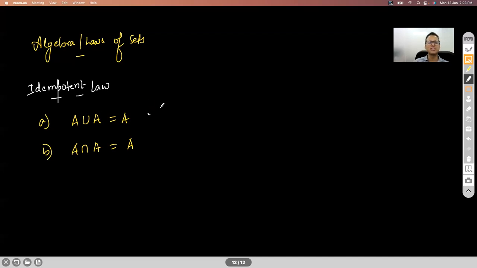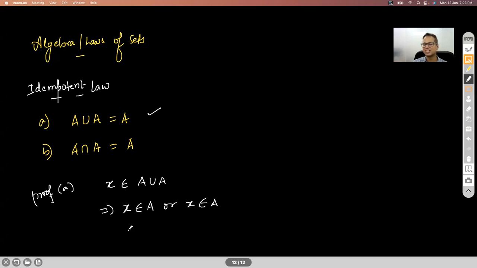So let's say I want to prove this. Basically, I'll take an arbitrary element X which belongs to A union A. I'm just proving the first part. So what does this mean? It means X belongs to A or X belongs to A, as per the definition of A union A, which means X is just belonging to A. So what does this mean? It means A union A is a subset of A.